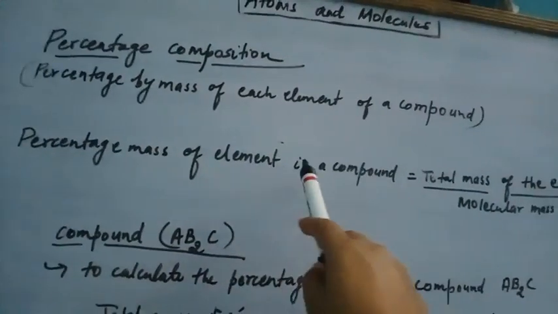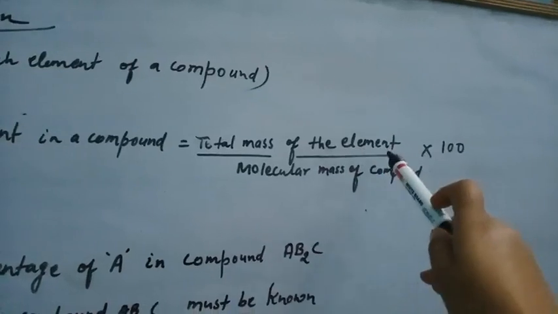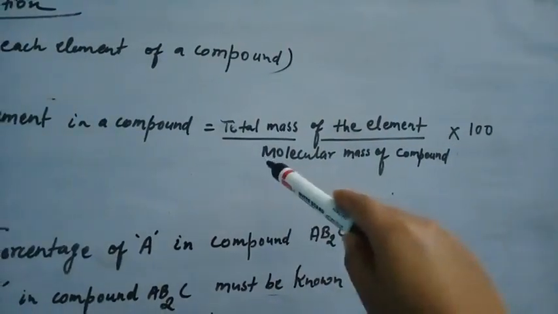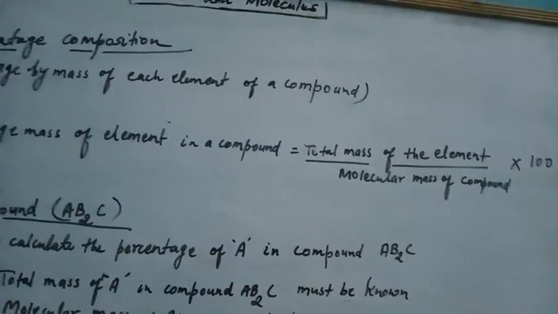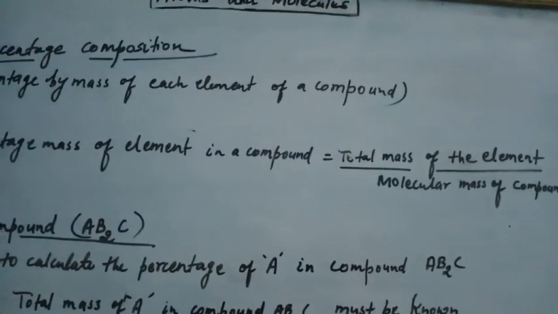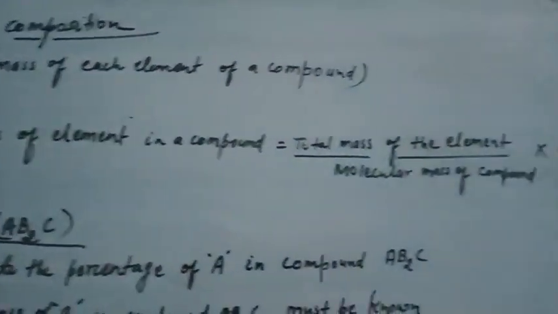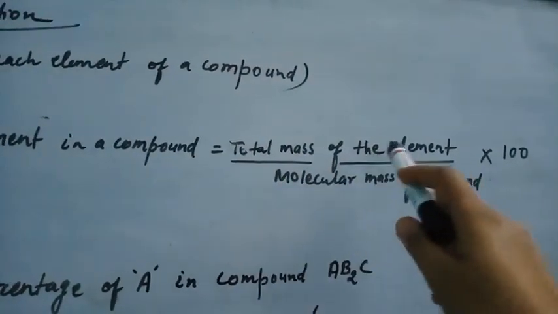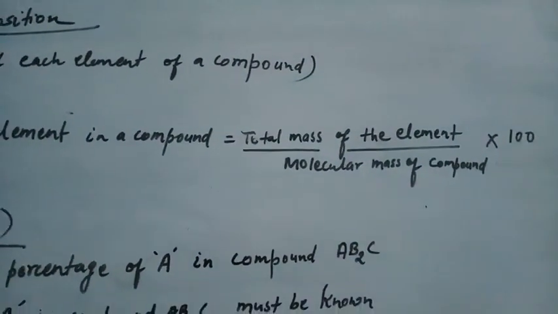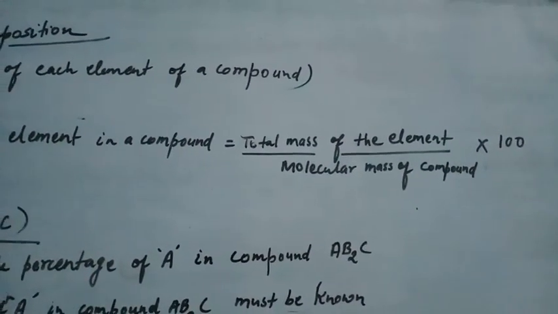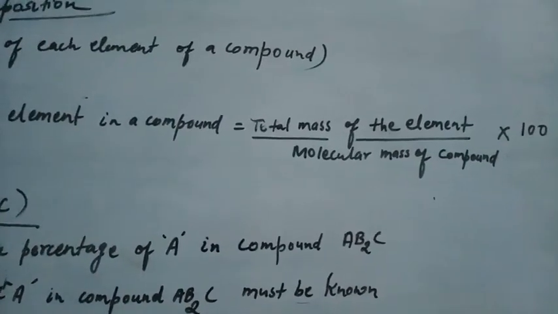Percentage mass of element in a compound is equal to total mass of the element divided by molecular mass of compound into 100. So if you have to calculate the percentage by mass of the individual element in a compound, the value of total mass of that element must be known, and also the molecular mass of the compound in which the element is present must be known.